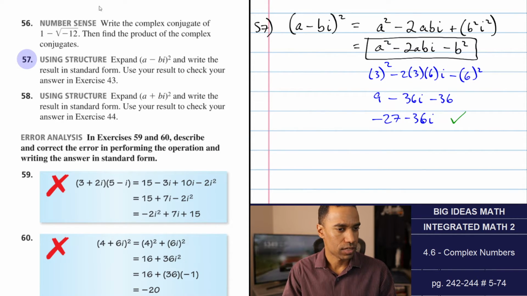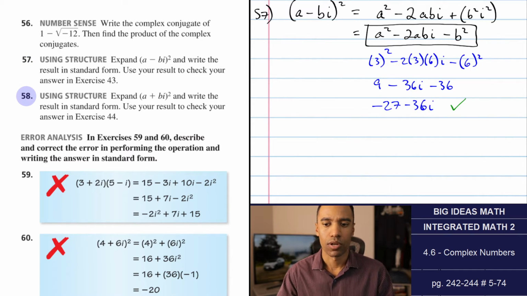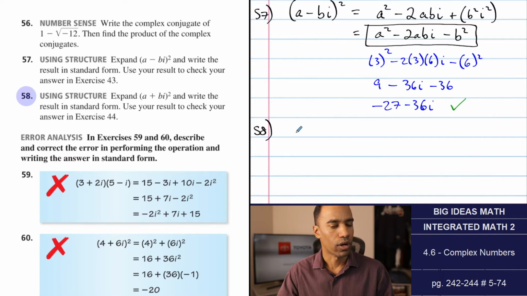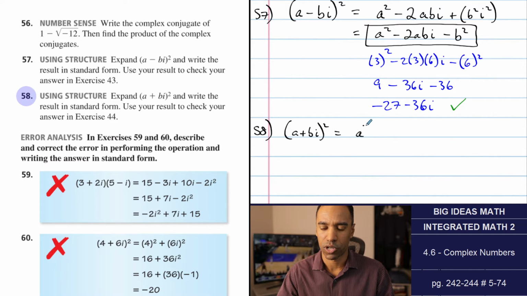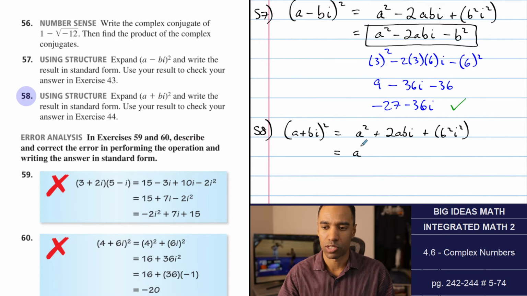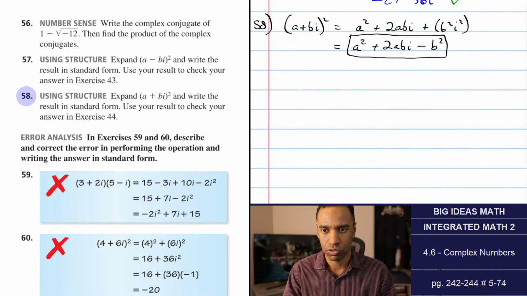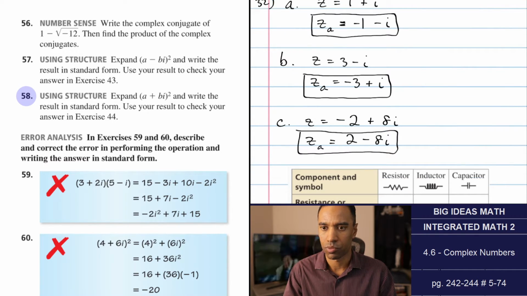Number 58. I think it's the same question. They're just having us expand the other one, so it should look very similar. Number 58, we are going to expand (a plus bi) quantity squared. So we square the first term, we double the product of the a and bi, and then we square the last term, b squared i squared. It's going to be the same look, only this time it's a plus in the middle. Plus 2abi minus b squared. And there's the result.